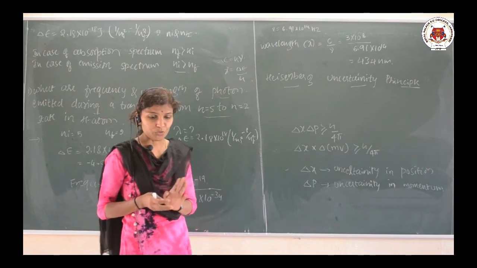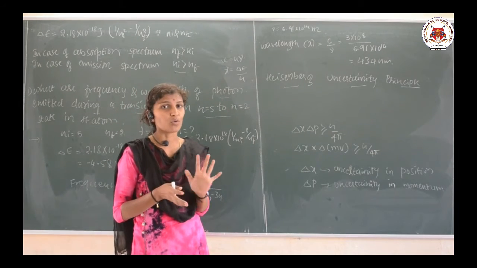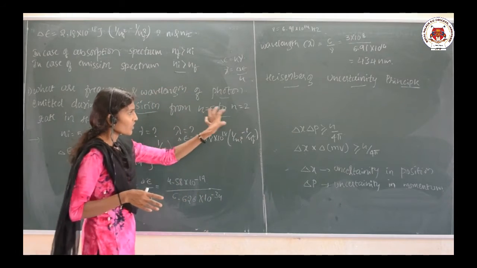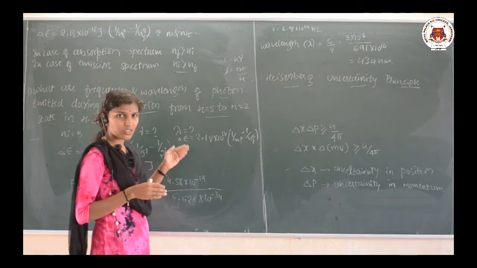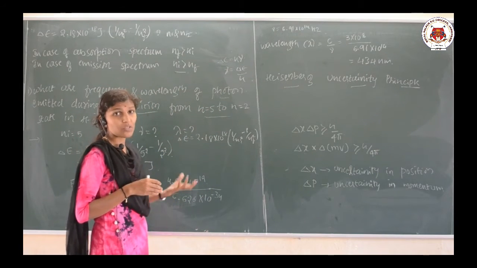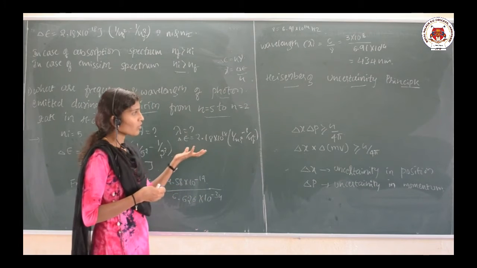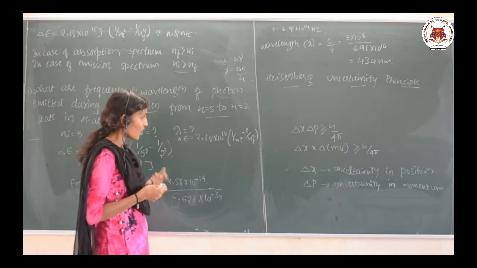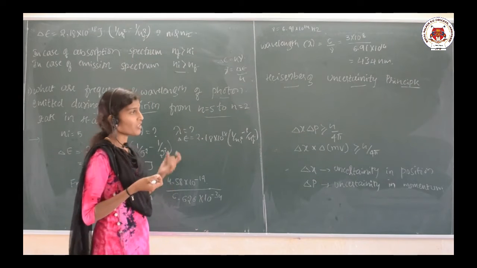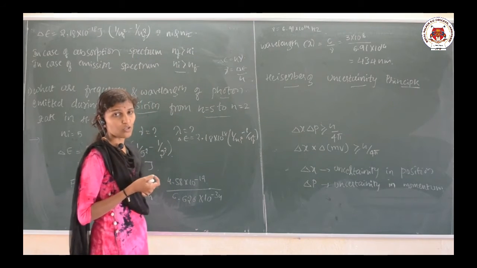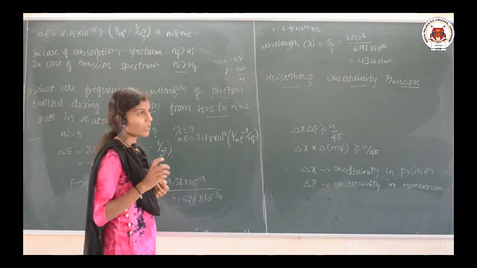I hope this problem is clear for you people. If there is a transition n is equals to 5, just take the relevant values, substitute, use the relevant formulae, and you are going to get the answer. And while mentioning the answer, please mention its unit, because unit is also very important.